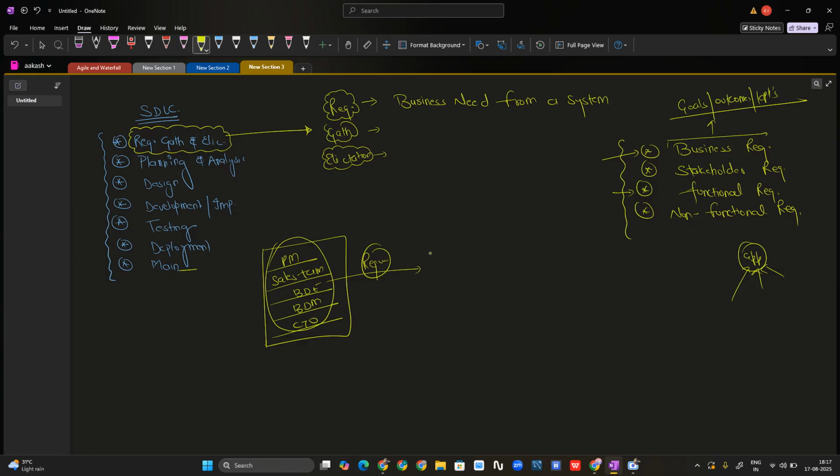Let's suppose there are two scenarios. The first scenario is that the requirement is totally technical, and the second scenario is that the requirement is non-technical. And the meeting, let's suppose we have a meeting at 9.